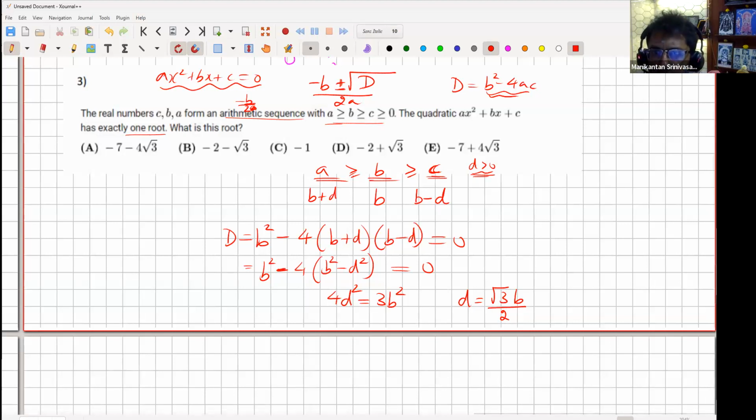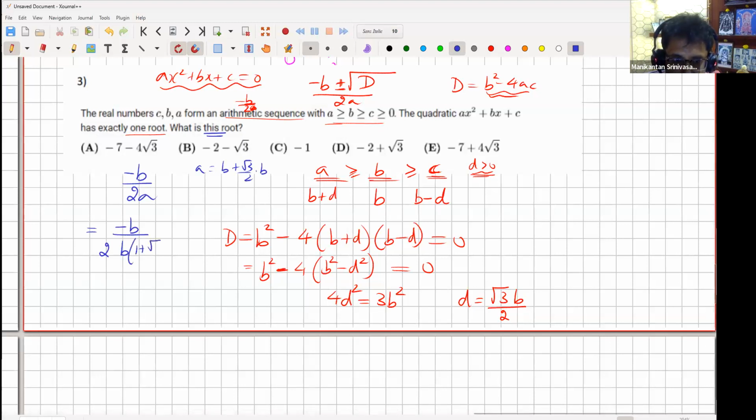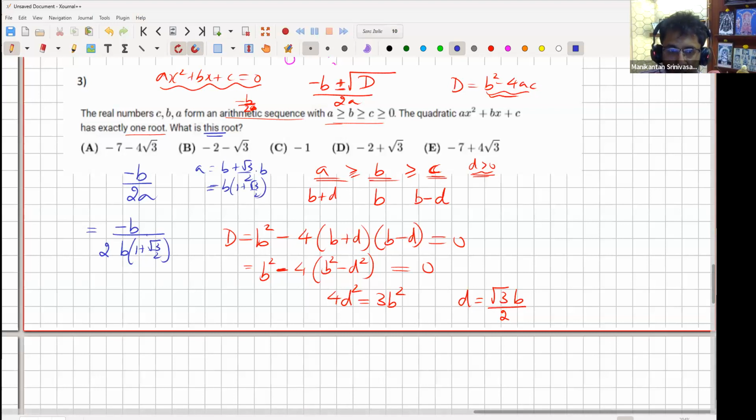Okay, and now what do we have to calculate? The two roots, we just saw, are minus b by 2a. What is that value, namely the two coincident roots? So b is just b, and a, as we just saw, is b plus d. So a is b plus root 3 by 2 times b. So a is b times 1 plus root 3 by 2. Okay, so this is b into 1 plus root 3 by 2.